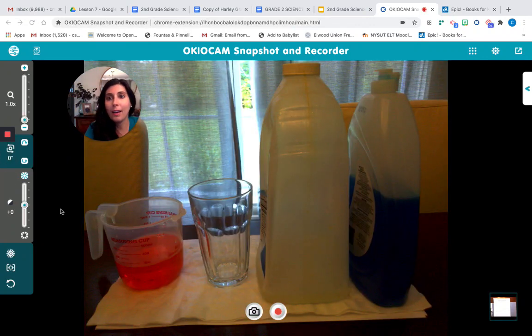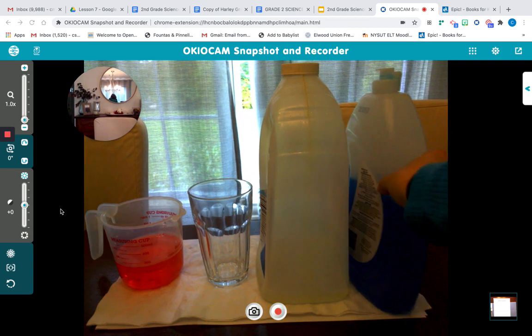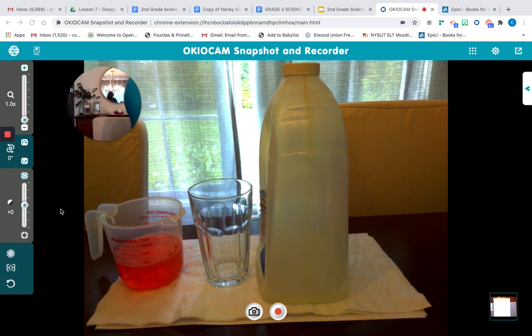All right, and now the moment we've all been waiting for. It's time for us to test our prediction. Let's see which liquid is most dense and which liquid is least dense. I'm going to start by pouring in the dish soap.